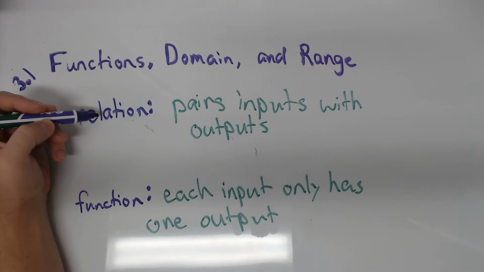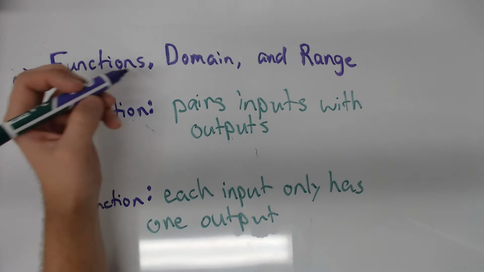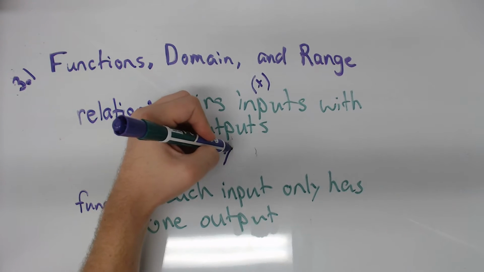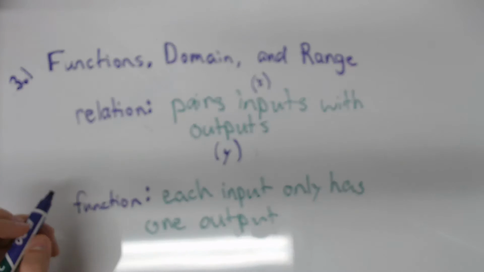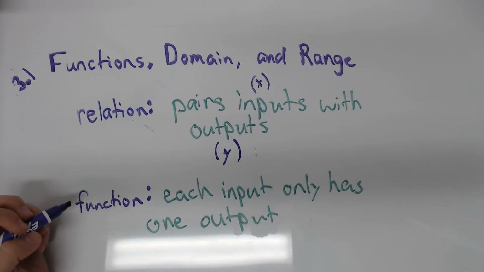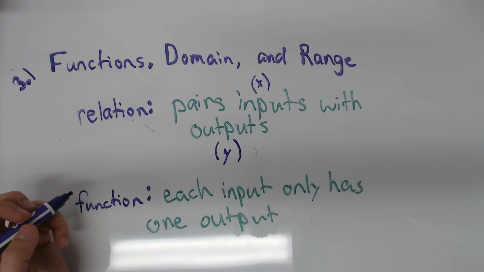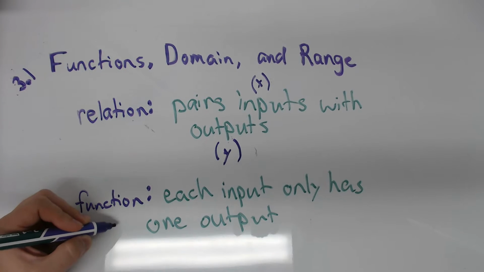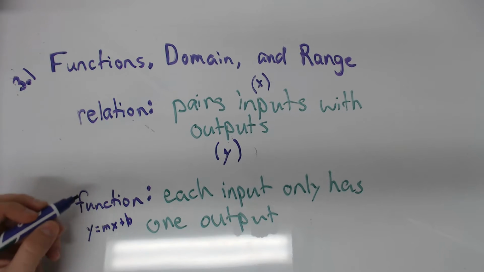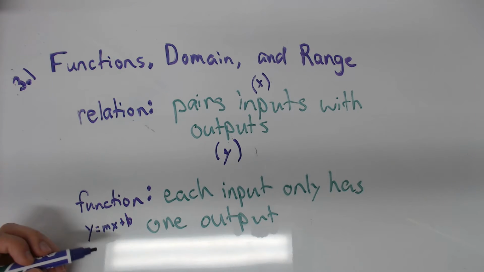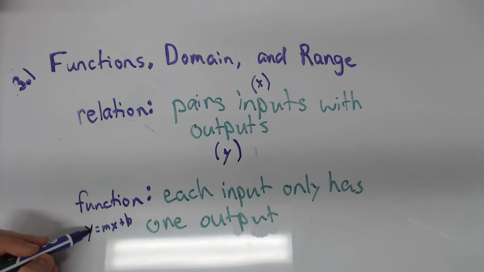So a relation basically just pairs inputs with outputs. And oftentimes in math, when we write equations, x is the input, the number we plug in, and y is what we want to find out, the output. Functions get a slightly more specific rule. Each input only has one output. An example of a function would be any y equals mx plus b graph. If I have numbers for m and b, this is basically just a relationship where I can plug in an x value and find a y result or output.